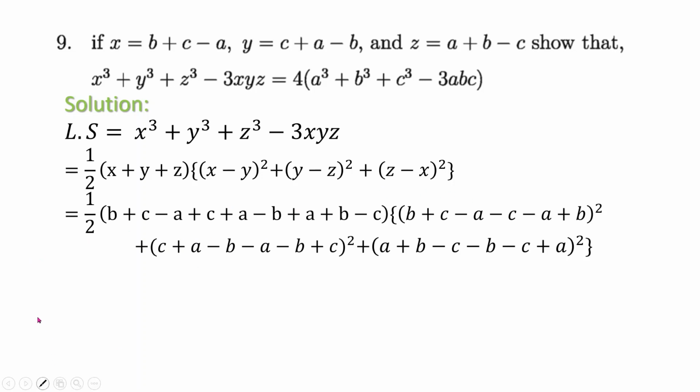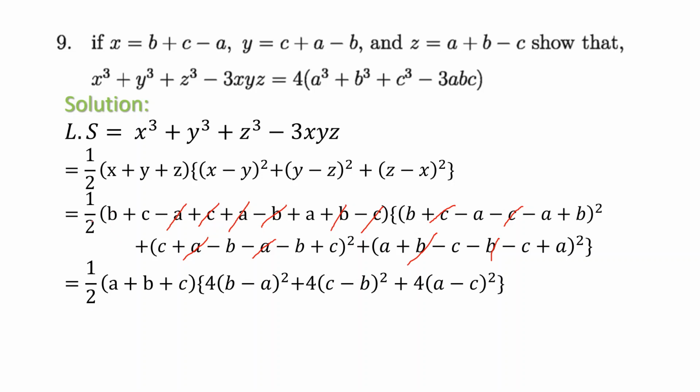And cancelling minus a plus a, c plus c, minus c, minus b plus b. Here also cancelling plus c minus c. Here also minus a plus a, minus b plus b. We get half of, here a plus b plus c from the first factor. From here we get (twice b minus twice a) whole square.